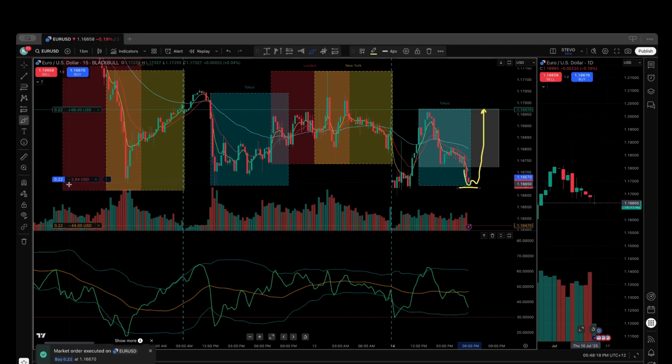So minus $2.64 US dollars here is the current price effectively. Here is my stop loss. If we reach this minus 44, I'm out. If we make the 30 pip take profit, I'm going to make $66 US, which is about $100 New Zealand.